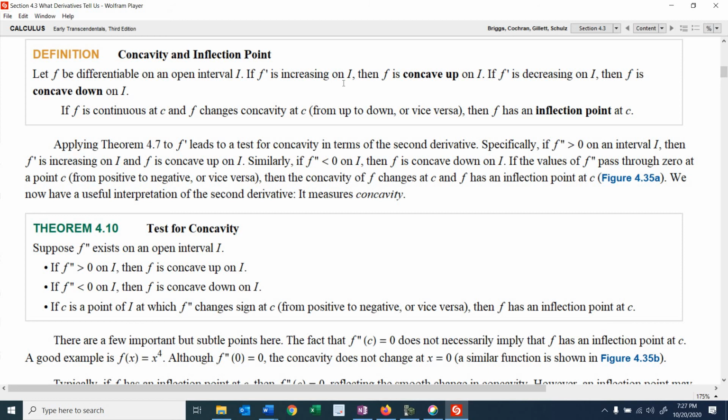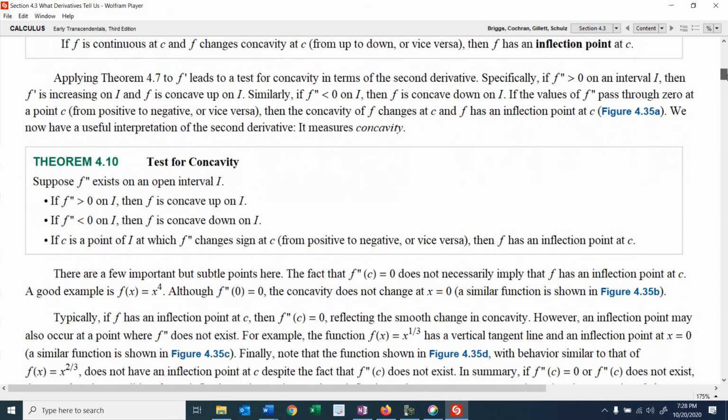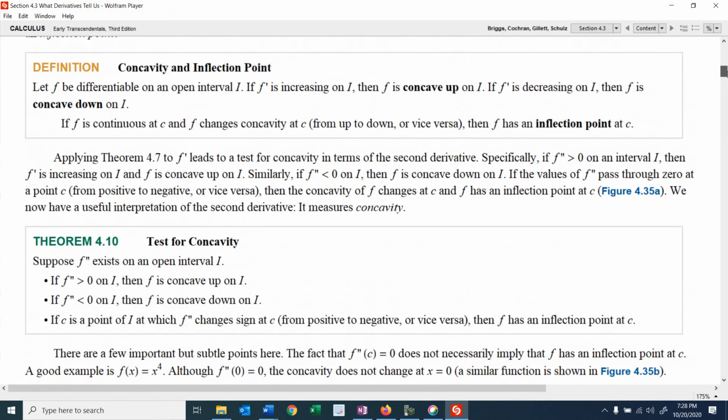Okay, now the definition of an inflection point. If f is continuous at C and f changes concavity at C, then f has an inflection point at C. So essentially, an inflection point is a point at which the graph of a function changes concavity. Okay, and then we have a test for concavity.